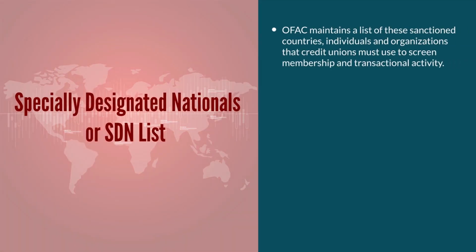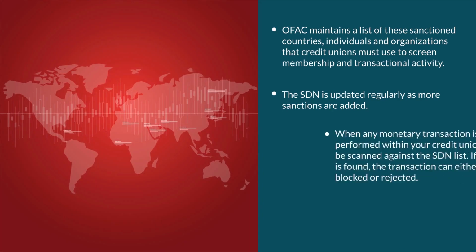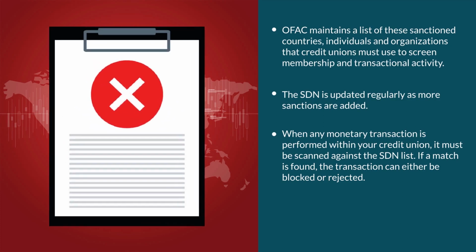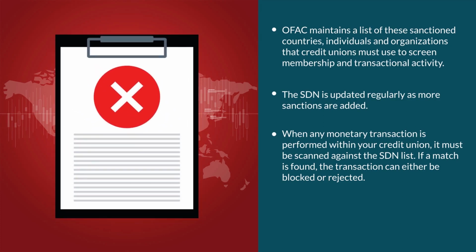OFAC maintains a list of these sanctioned countries, individuals, and organizations that credit unions must use to screen membership and transactional activity, and it is updated regularly as more sanctions are added. So, when any monetary transaction is performed within your credit union, it must be scanned against the SDN list. If a match is found, the transaction can either be blocked or rejected.